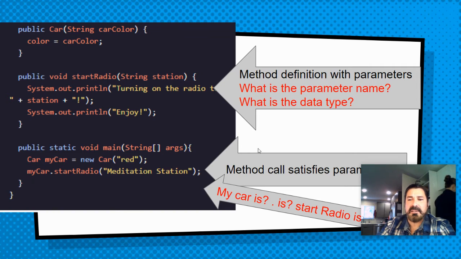All right, so I did not tell you the answer to this question, but I did not forget. I'm jumping back. What is the parameter name? If you look up here, the parameter name is station. And what is the data type? The data type is string. Okay, so we answered that.